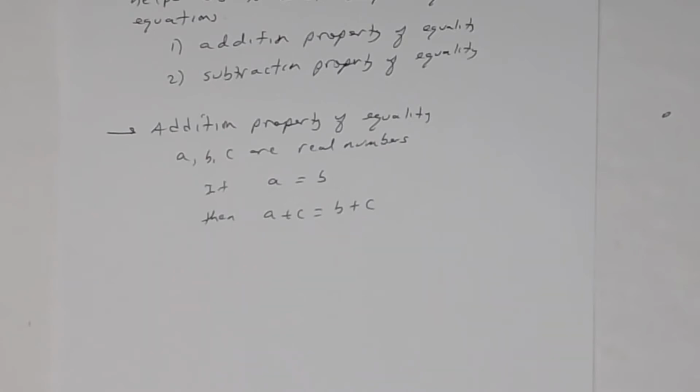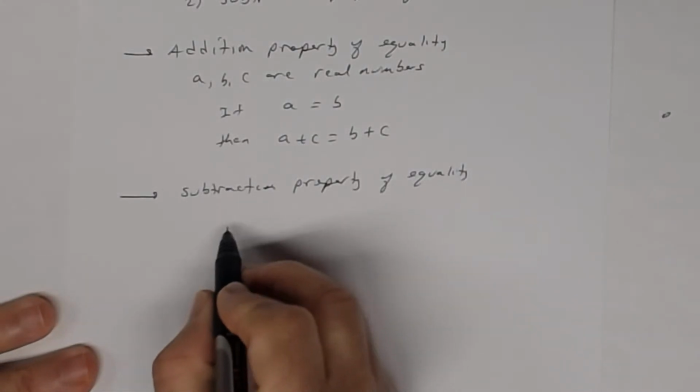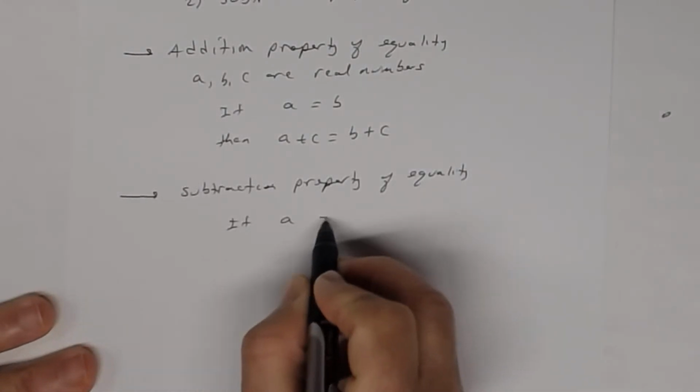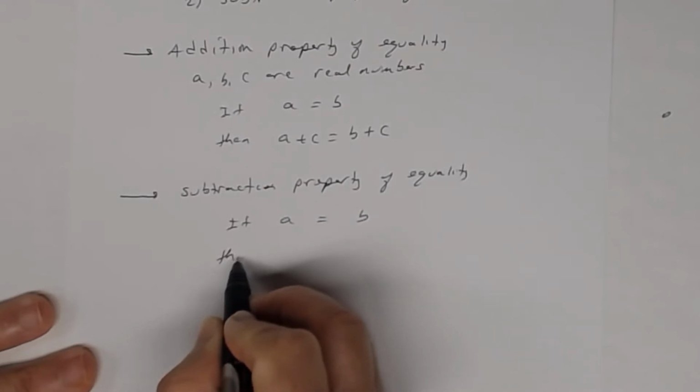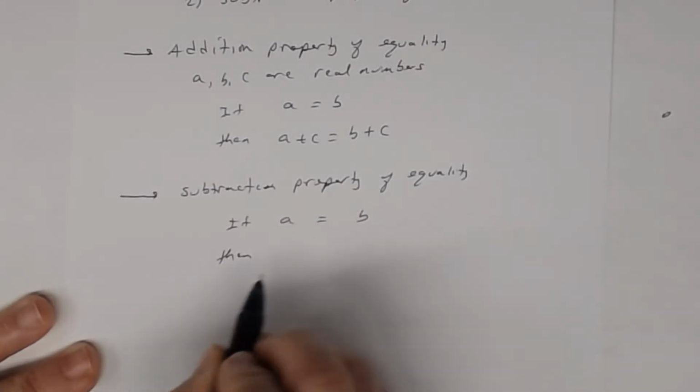Now let's talk about the subtraction property of equality. Okay, so the subtraction property of equality says this: if A equals B, then if I subtract C from the left side, I have to subtract C from the right side.